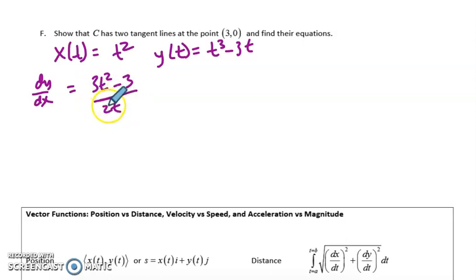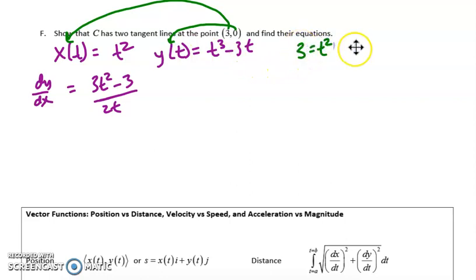So the way that I'm going to do that is I'm going to solve for the values where we get the point (3, 0). So what that means is if x equals 3, I can plug the 3 into my x value, and y equals 0, so I plug the 0 into my y value. So let's start with 3 equals t squared. That means t equals plus or minus the square root of 3, and this comes from setting x of t, which is t squared, equal to 3 because my x value is 3. If I plug 0 into y, I just get out that t equals 0.